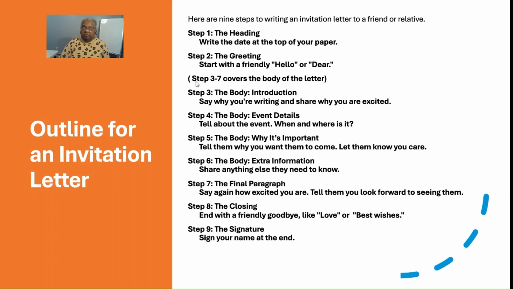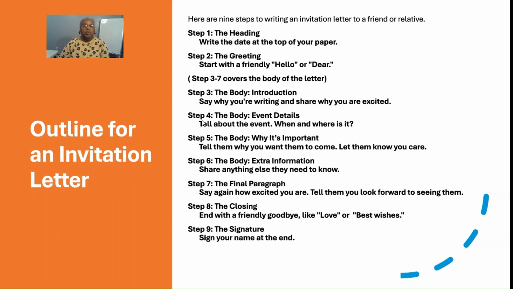What is the body of the letter? The body of the letter explains the event, why the person is invited, and what they need to know in order to attend. It builds up the excitement and makes them feel special about being invited. Step 3 begins the body of the letter. Here you will write the introduction. Say why you're writing and share why you are excited.